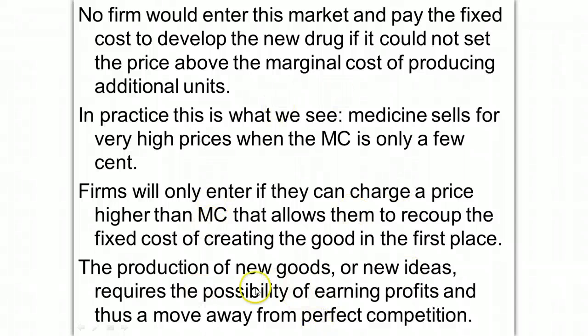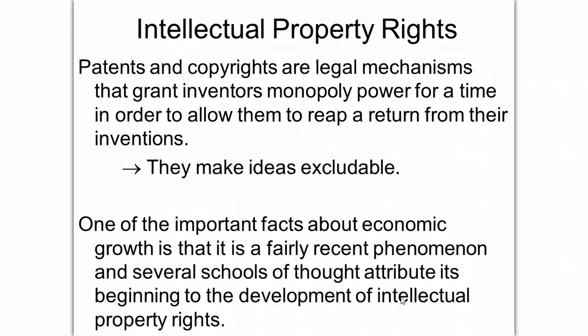So in order to allow the firms to charge above marginal cost, we need to move away from perfect competition. A perfectly competitive market is not one that allows the production of new goods or new ideas. In perfect competition, price equals marginal cost. If price equals marginal cost, no firm will spend 400 million getting a new product out there. So how do we prevent or limit competition in these markets? Well, what has been devised and designed over a couple of hundred years has been a system of intellectual property rights.